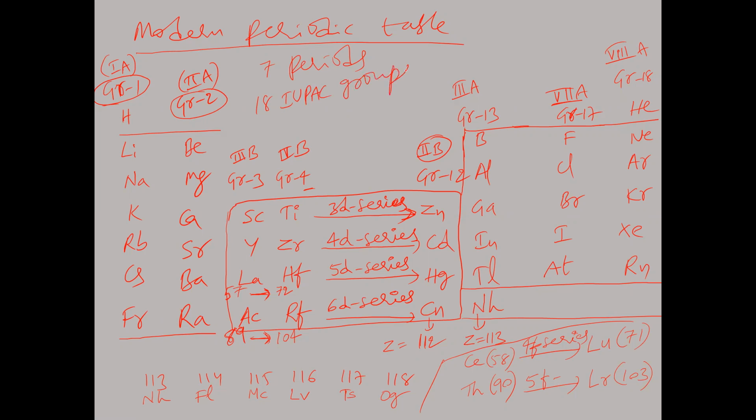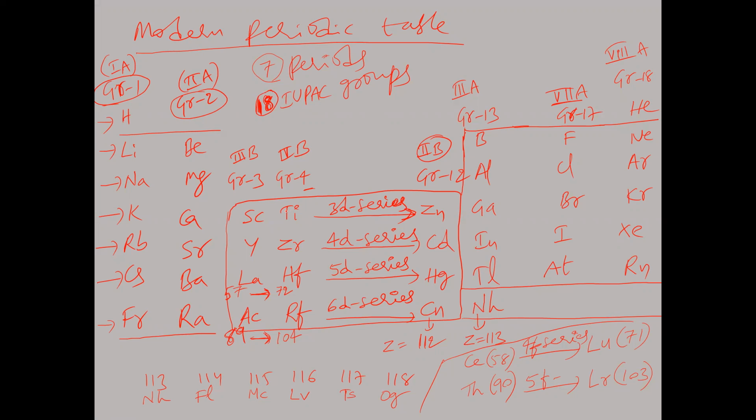Now here in 7 periods, which is the incomplete period? If they ask you, you have to answer 7th period. The 7th period is the incomplete period. It is the first period, second period, third period, fourth period, fifth period, sixth period, and 7th period. The horizontal row is called period. The vertical column is called group. How many groups totally? 18 IUPAC groups are present, and 7 periods are the horizontal rows. Which is the incomplete period? You have to answer 7th period.